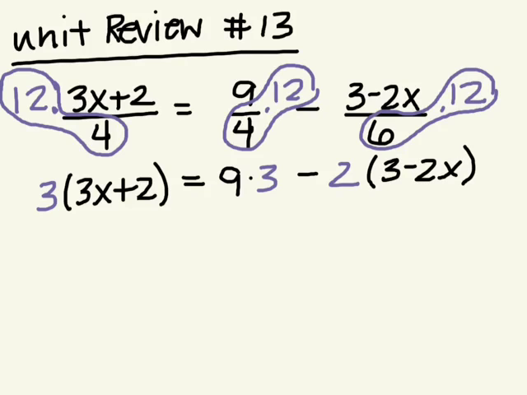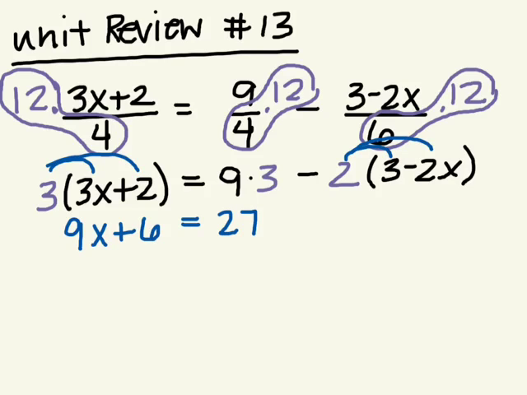And now this is just an equation that we've been solving since like the second unit of the year. So the next thing we want to do is multiply through our 3's here. Multiply through our 3, we get 9x plus 6. 9 times 3 is 27. Multiply through the negative 2. Be careful with your signs here. Negative 2 times 3 is negative 6. Negative 2 times negative 2x is positive 4x.